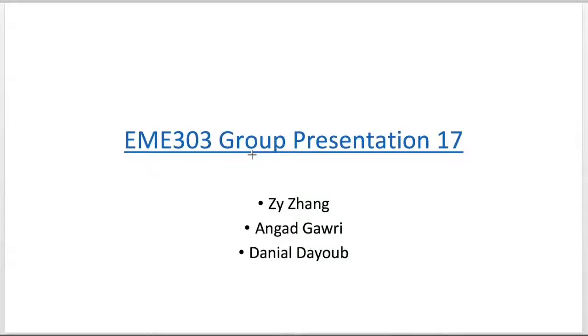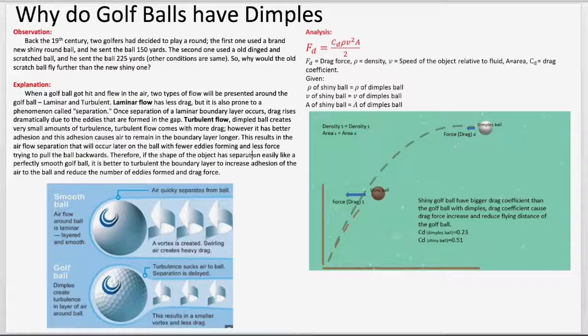All right. Hello. This is Group 17. Our project is on why golf balls have dimples.